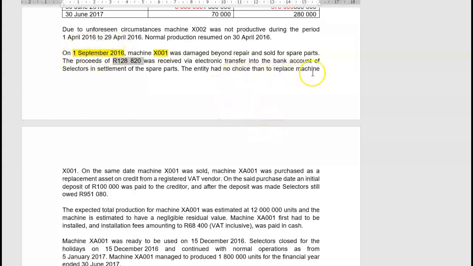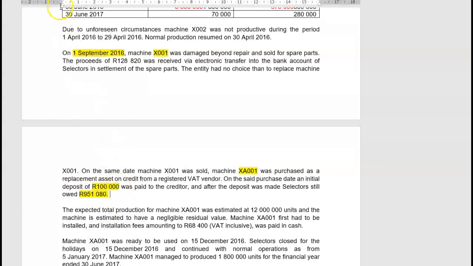The entity had no choice than to replace machine X001. On the same date, machine X001 was sold, and machine XA001 was purchased as a replacement asset on credit from a registered VAT vendor. On the said purchase date, an initial deposit of 100,000 was paid to the creditor, and after the deposit was made, Selectors still owed 951,080. So the question is, what was the total invoice price of that new asset?